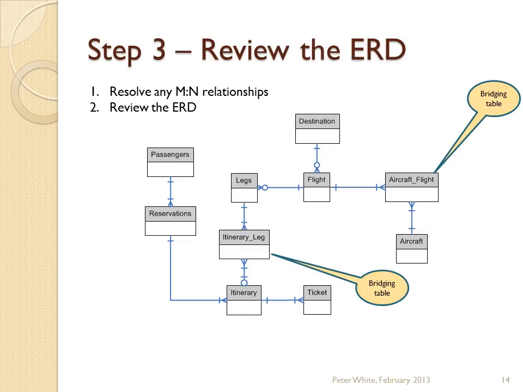The same thing applies with itinerary_leg, the bridging table between itinerary and legs. Here we show it again on the many side of two one-to-many relationships. And there we have it. We've now resolved our ERD, so it no longer has any many-to-many relationships, so it can be implemented. Our final step now is to review the ERD yet again to make sure that it does in fact meet the business rules. And that's the process. It's a fairly simple process, but you need to run through it a few times so that you understand how it works.